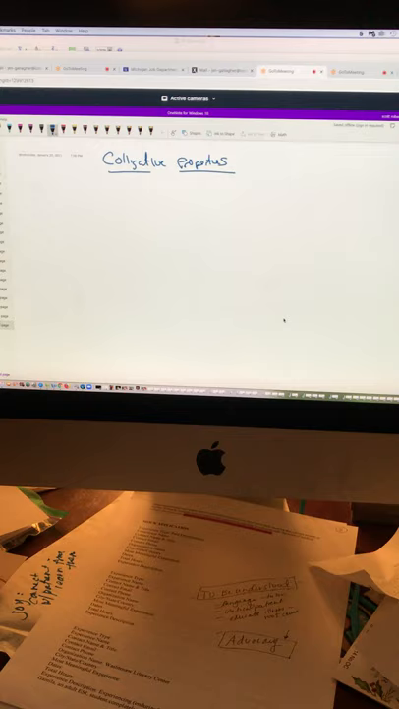Colligative properties means particles in solution. If it doesn't go into solution, it doesn't count. And there are 5 colligative properties you must know. I would put them on note cards.